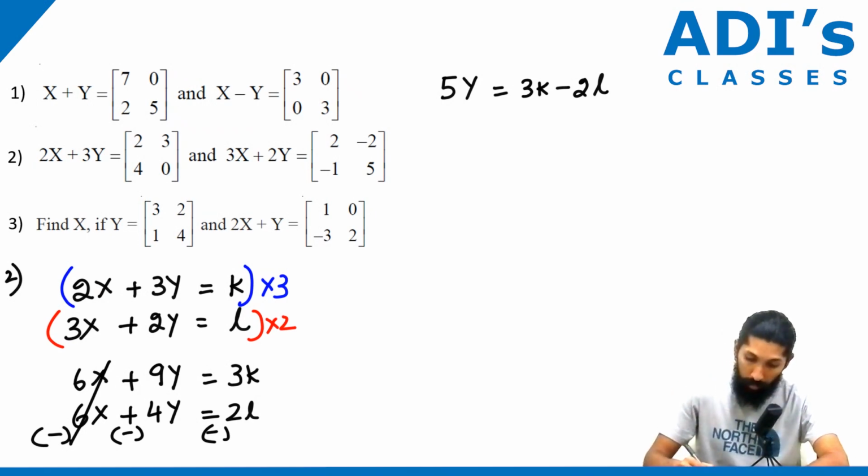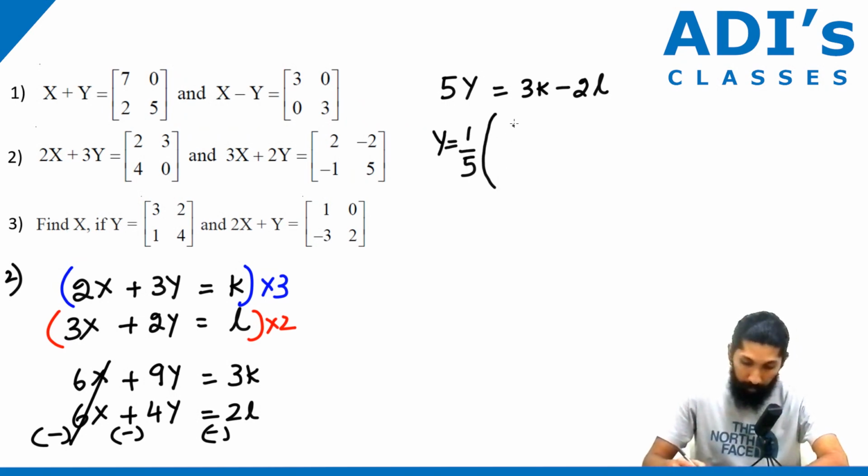Or you can say y is equal to 1 by 5 of 3 into k. k is the first matrix, right? First matrix is what? 2, 3, 4, 0. So 3 times 2, 3, 4, 0. So you are going to get 3 into 2, first matrix. 3 into 2 is 6. 3 into 3 is 9. 3 into 4, 12. 3 into 0, 0.